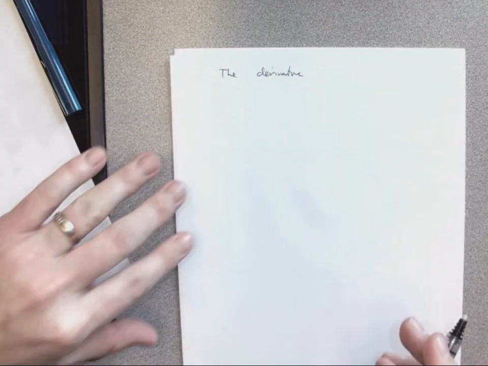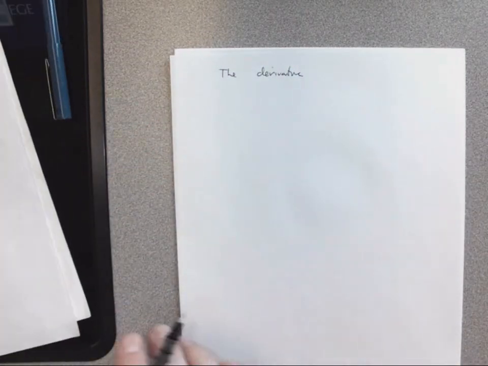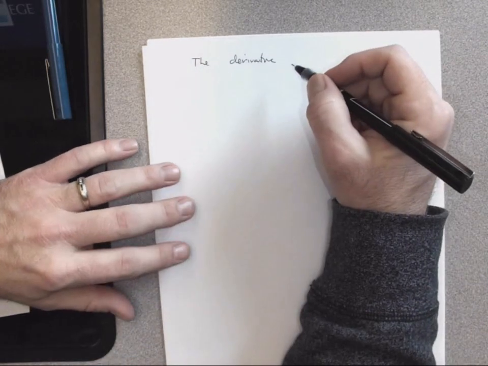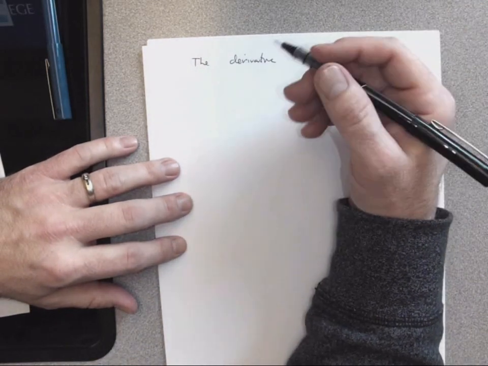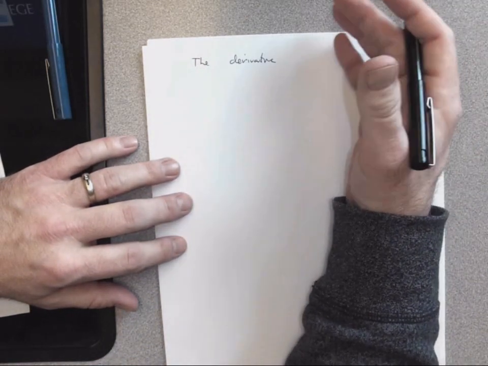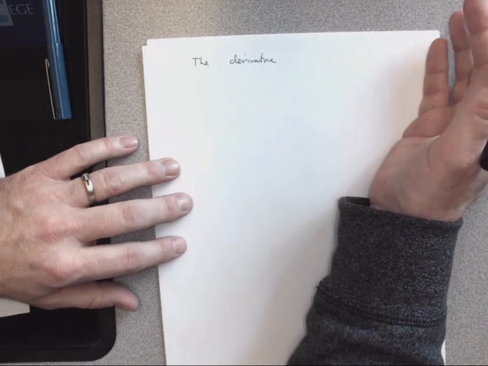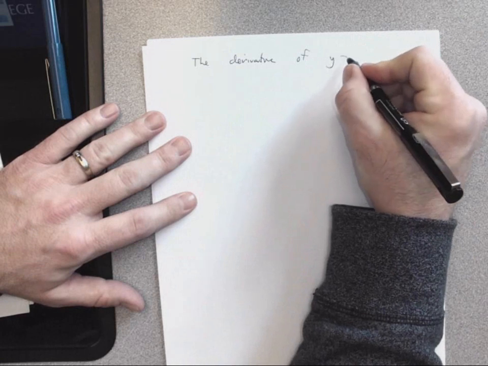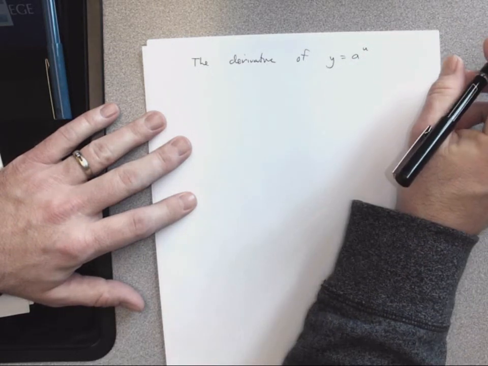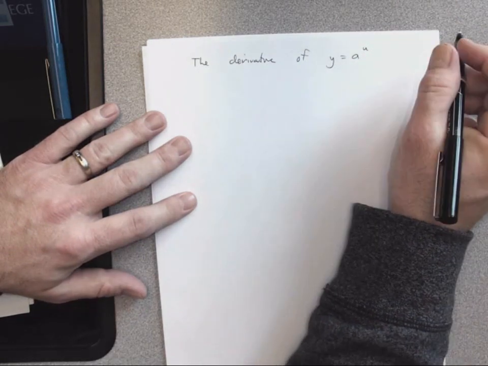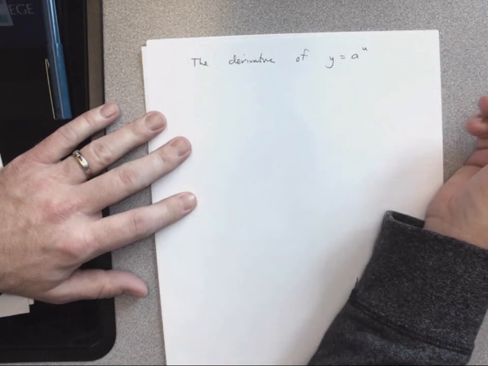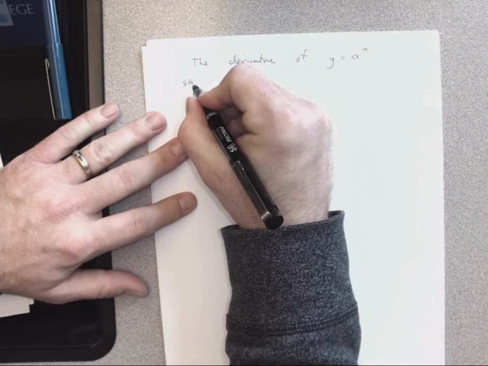So what we're going to do is find the derivative of functions that are base other than e. So instead of just doing e to the x, what if I have a to the x? So I'm going to find the derivative of y equal to a to the u. In order to do this, we're going to kind of prove this.